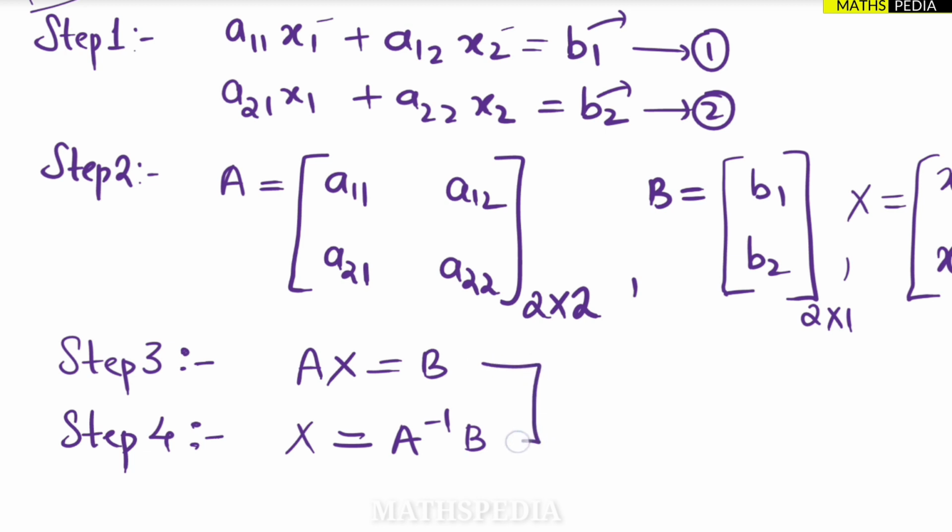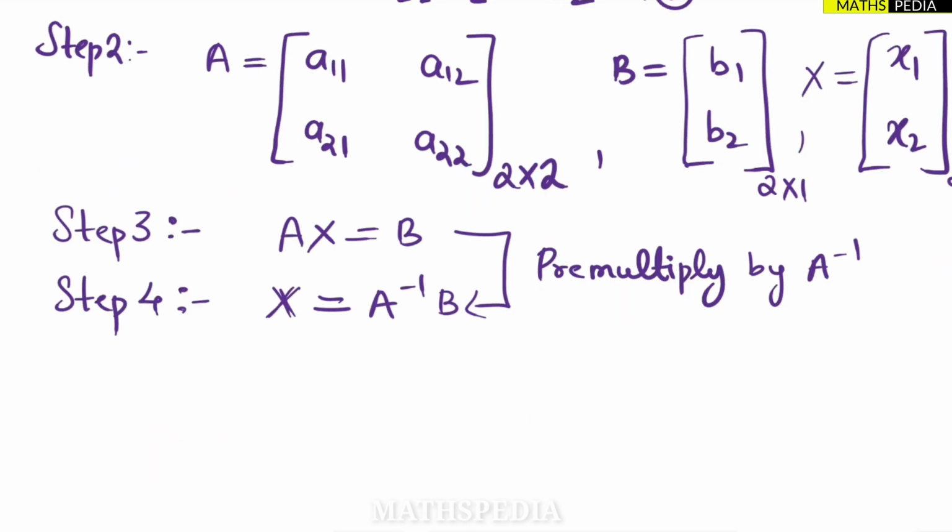Now from here to here, this is how we get this matrix. We pre-multiply by A inverse on both sides. When you pre-multiply A inverse on both sides, you will get X equal to A inverse B. Just remember X equal to A inverse B, because why are we keeping X on the left hand side? Because we have to find the x1 and x2 values.